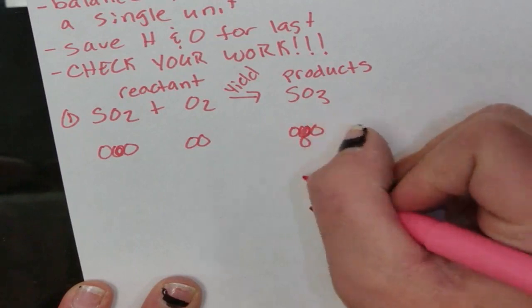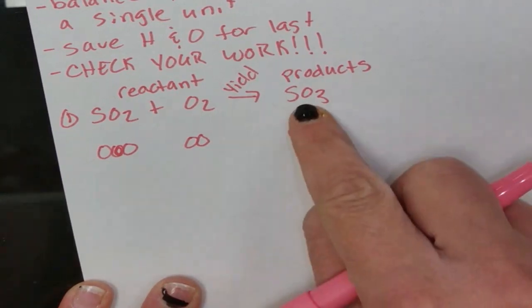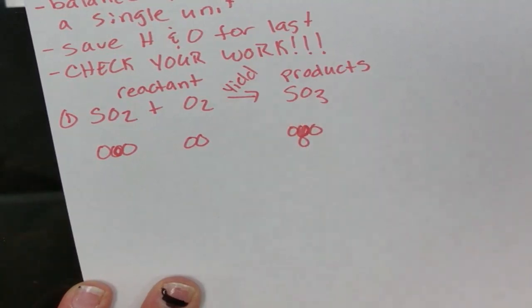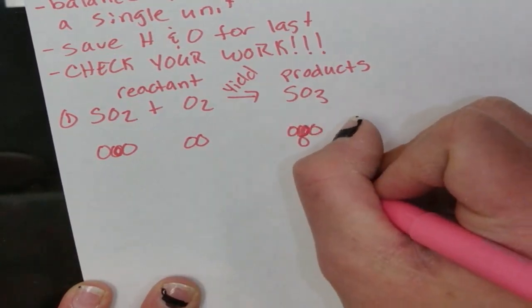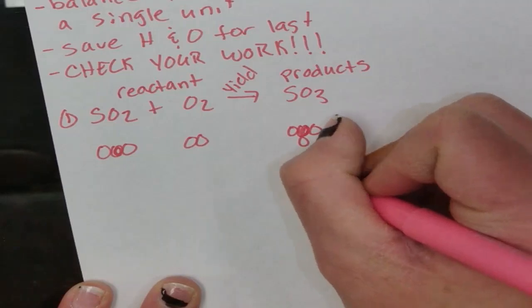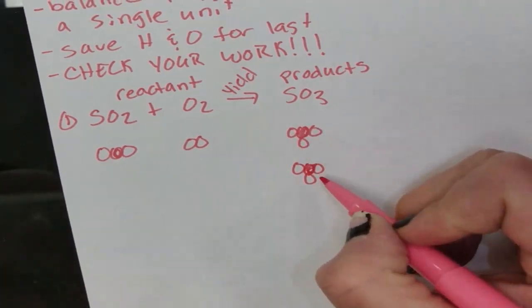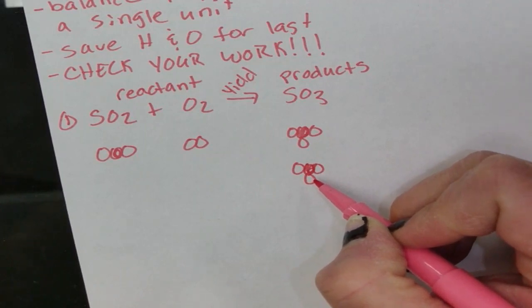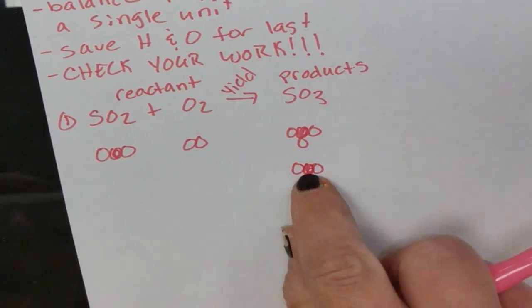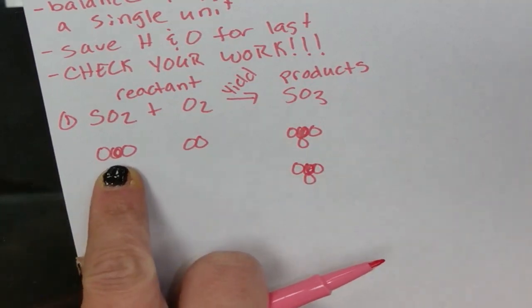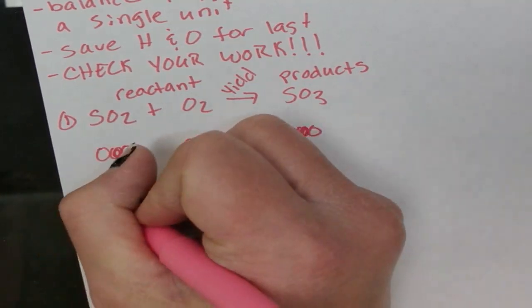So I have to add a product. Now I cannot just add a single oxygen here because this is a compound, SO3. So I have to add an entire another compound because we're not breaking up the SO3. It's a compound. It stays as is. Now, when I add another sulfur trioxide, what does that do? That now means I have 2 sulfurs. And as the reactant, I only had 1 sulfur.